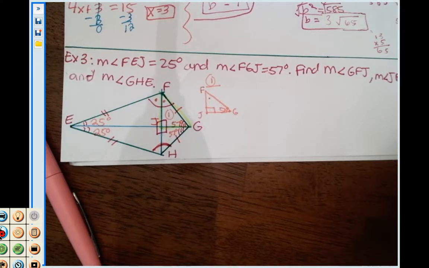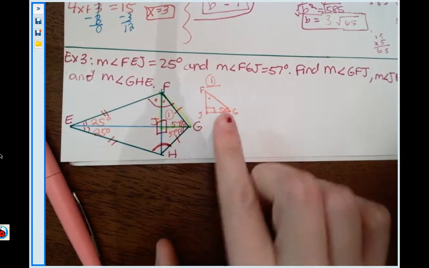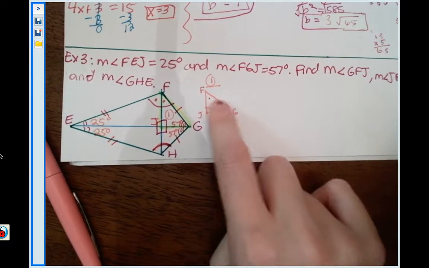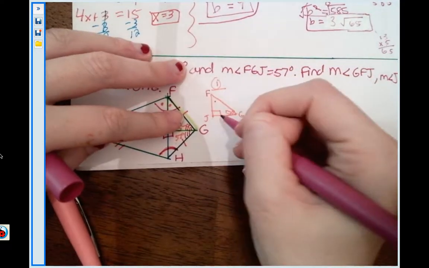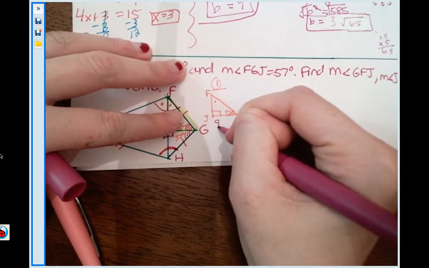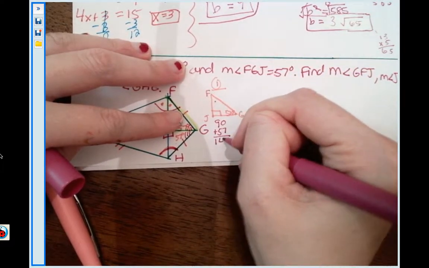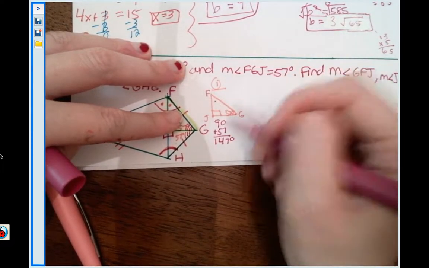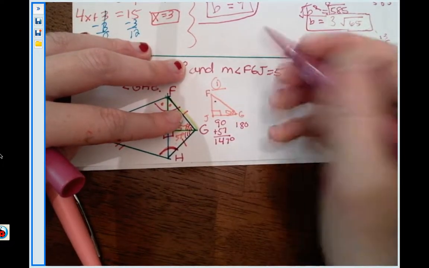You guys are so smart. All the angles in a triangle do, in fact, add to be 180. So if we add these together and subtract from 180, we will be able to find that angle in there. Okay, so if I add my two angles together, 90 plus 57, I do in fact get 147 degrees. And if we subtract that from 180, we will find that angle right there, which is what we're looking for.